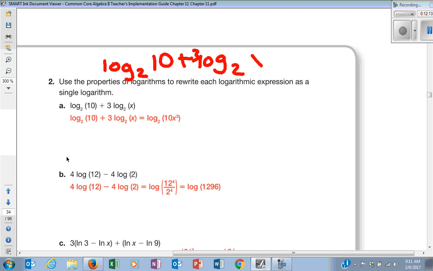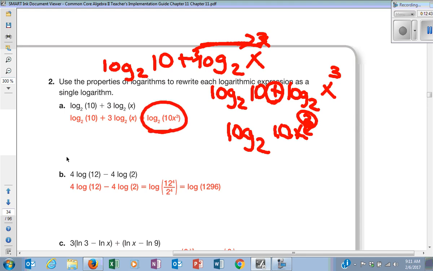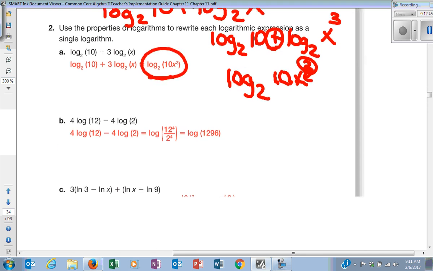So if I have log base 2 of 10 plus 3 log base 2 of x, I can first say, hey, 3, you go up by that, right up there. So that becomes a 3. So I've got log base 2 of 10 plus log base 2 of x to the 3rd. So I just pulled that 3 up to the power. Then I know that this is a plus sign, so it's log base 2, and these guys are going to multiply. So it's going to be 10x to the 3rd. Remember, the 3rd only belongs to the x, and so that's where they got this answer from. And that's basically all they're going to do for the rest of these.